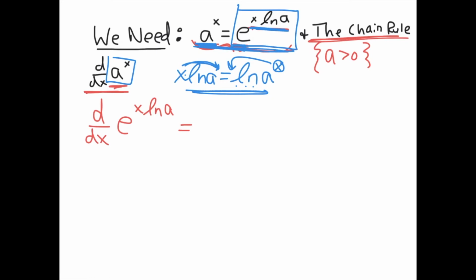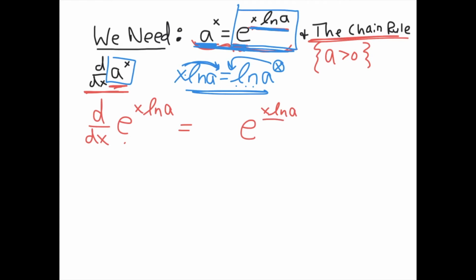If I do the derivative of the outside function here, leaving the inside function alone, well, the outside function is just e to a power, right? E to some power is the outside function that's happening here. So I'm going to continue to have e to that power, right? The derivative of the outside function, the derivative of e to a power, is just e to that power.